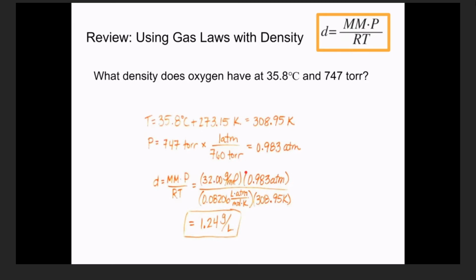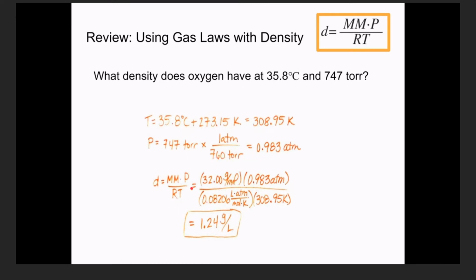and to atmospheres. So what you're going to be doing first here is taking the Celsius temperature, adding 273, and getting 308.95 Kelvin. Then you're going to take your pressure in torr and use your conversion chart to show you that 760 torr for every 1 atmosphere, and it gives you 0.983 atmospheres.